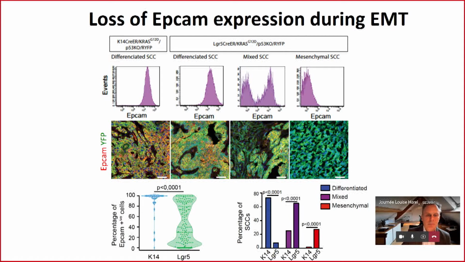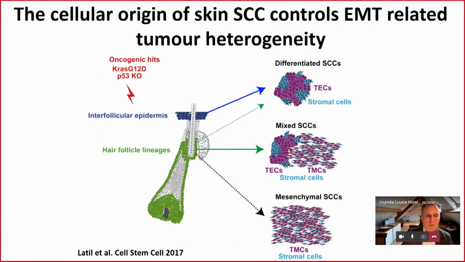So what I show you here is, depending on the cell of origin of the tumors, the same oncogenic hits will give rise to two different tumor phenotypes, either the well-differentiated tumor phenotype when it arises from the interfollicular epidermis, and these EMT tumors when it arises from the hair follicle.